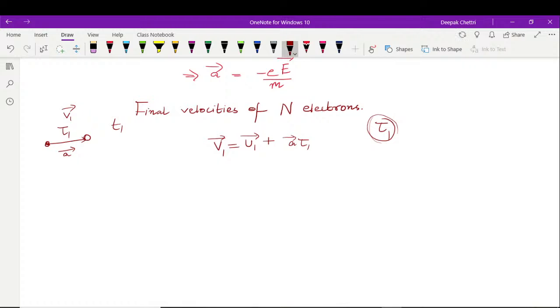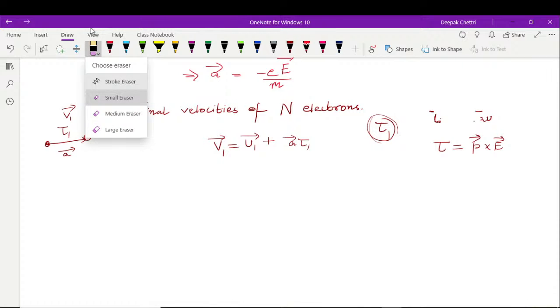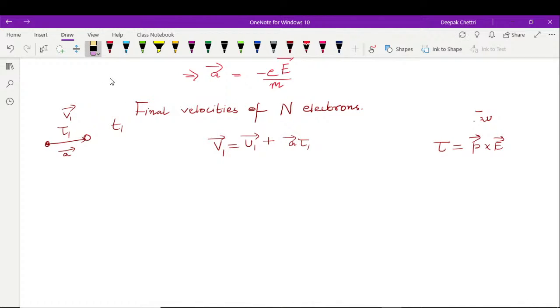This symbol is called tau. We have even used this to represent torque. If you have read the first chapter, you know torque is written with tau, P cross E. So in this case tau is being used to represent time. Any doubts, please ask.